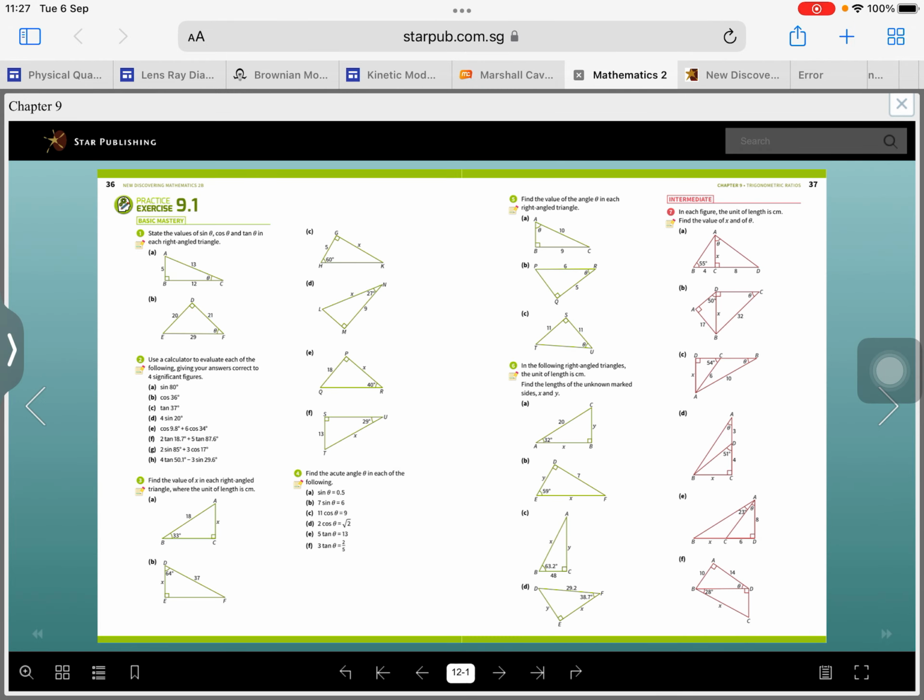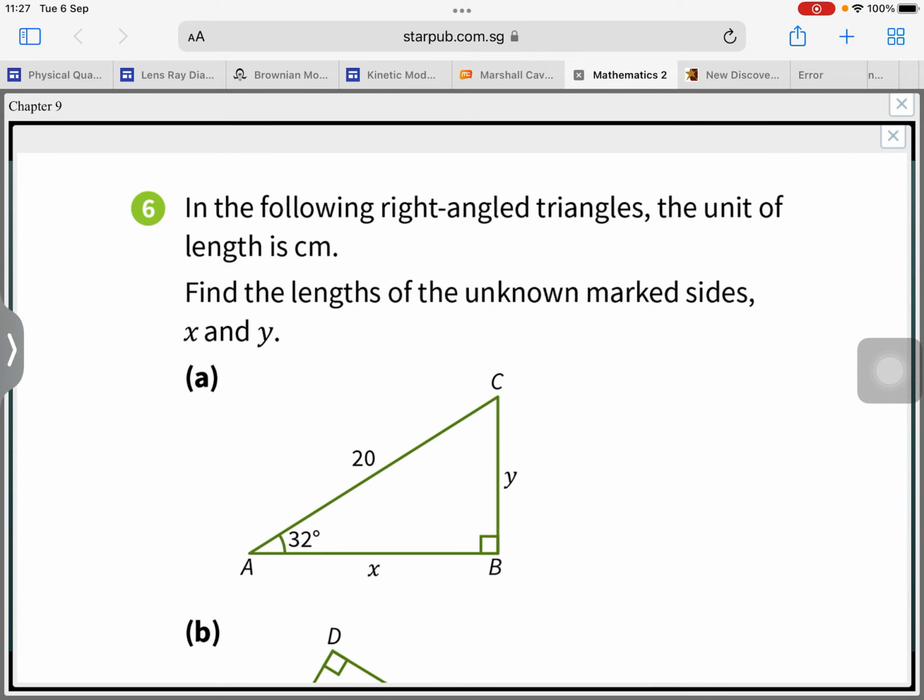Next, we move on to a practice question. So far we have just been warming up, revising whether you know your trigonometric ratios, SOH CAH TOA, and how to key in a calculator. Next, we start to apply. Question 6 here gets you to, I give you one angle and one side, and I ask you to find the other side. So let's start with the first question.